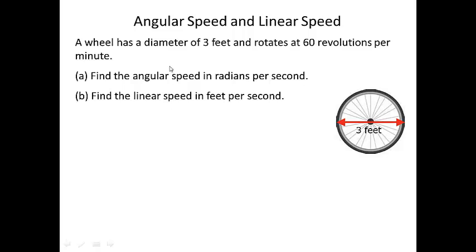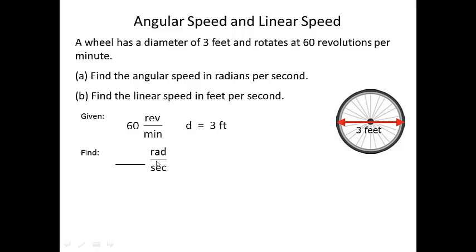So we're going to do 2 parts here. We're going to find the angular speed in radians per second. We're also going to find the linear speed in feet per second. Let's do the first part. We're going to find the angular speed in radians per second. What we're given is that the wheel rotates at 60 revolutions per minute. So 60 revs per minute. We're also given that the diameter is 3 feet. Okay, that's the only information we're given.